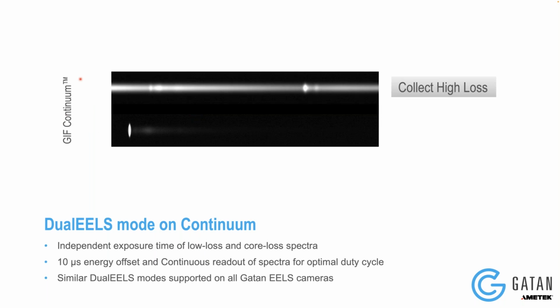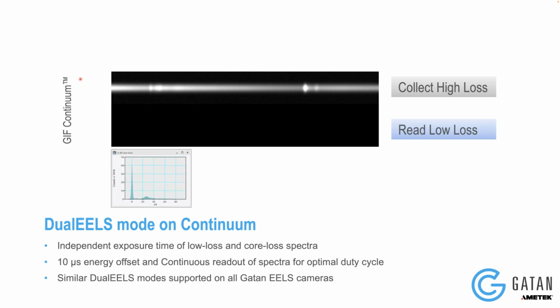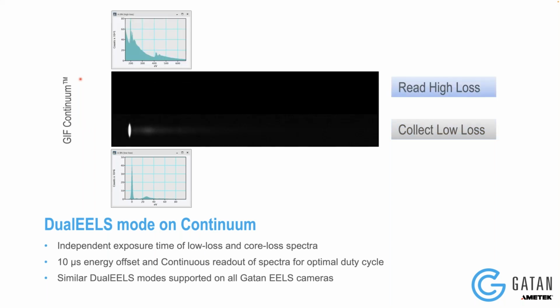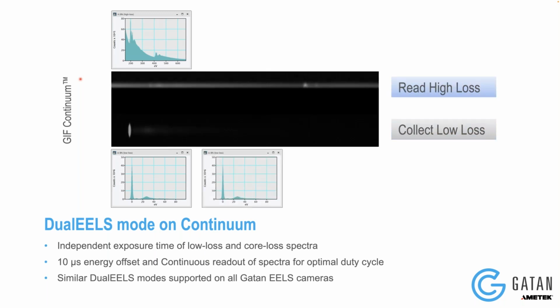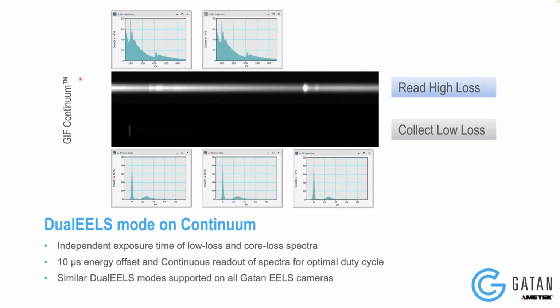While that high loss is being collected, we're reading out the low loss. And then we're basically alternating between these two. It's like collect, read, collect, read, collect, read. And this happens near simultaneously. So we get these spectral pairs in the software as we're doing this readout.